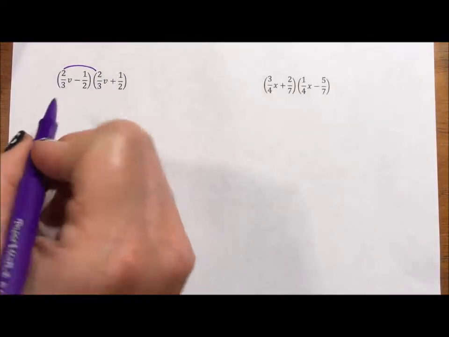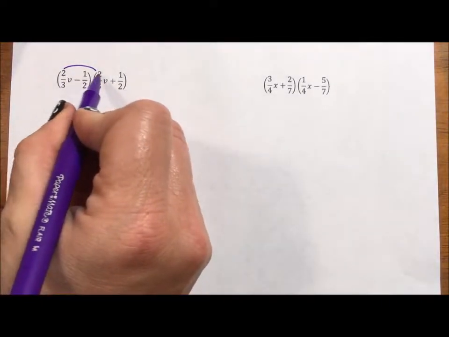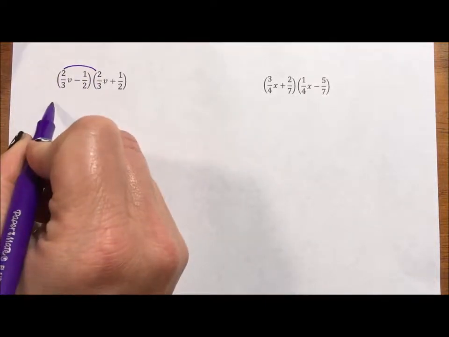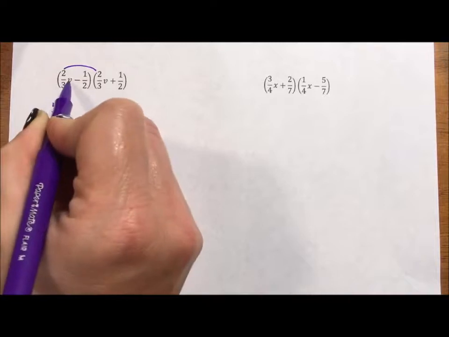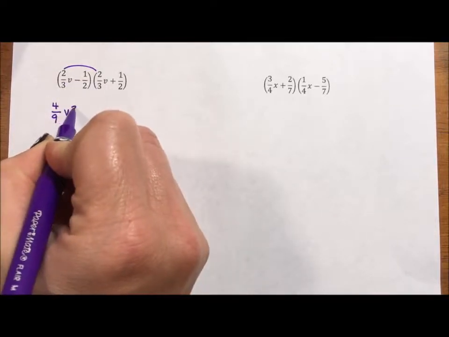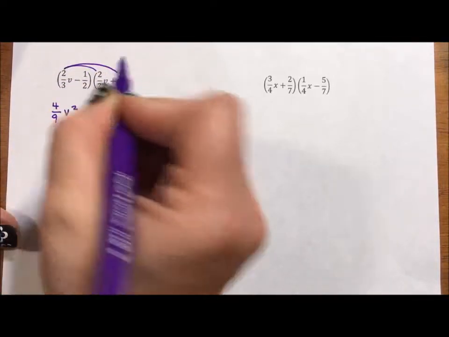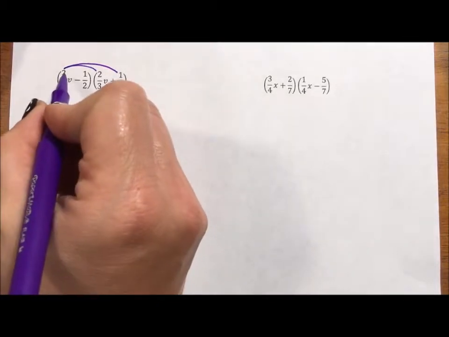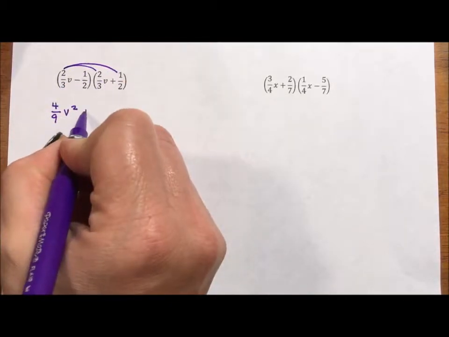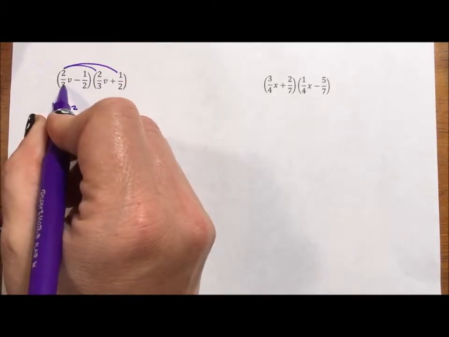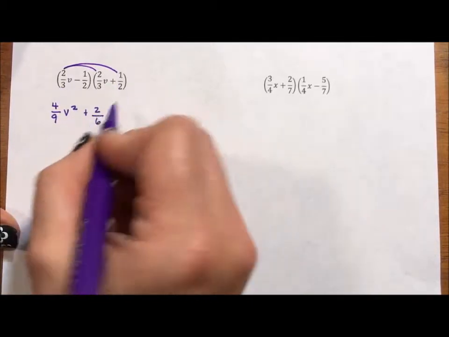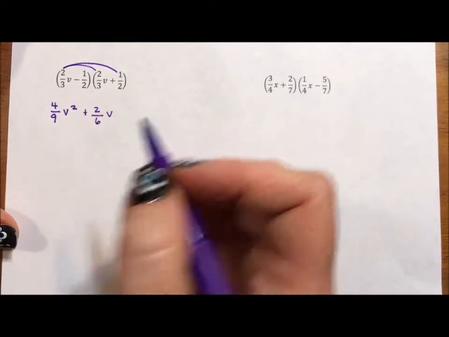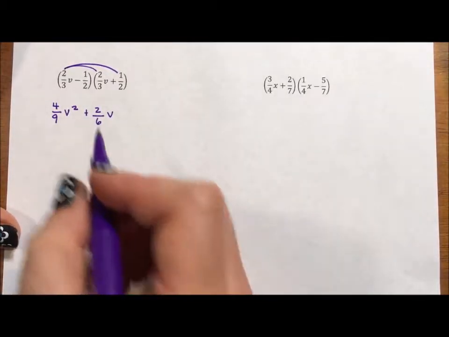2/3 v times 2/3 v. If I do this, I multiply the numerators. 2 times 2 is 4, 3 times 3 is 9, and v times v is v squared. 2/3 times 1/2. Again, my numerators, 2 times 1 is a 2, 3 times 2 is a 6, and there's only one v. Now this can be reduced. I'm not going to reduce right away.